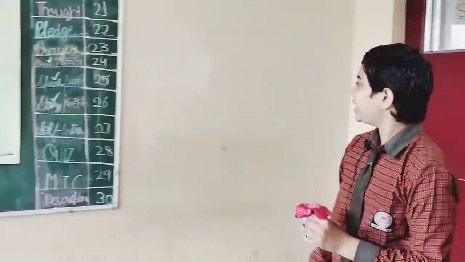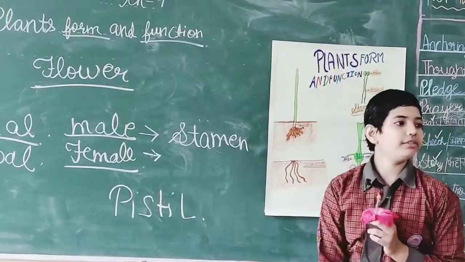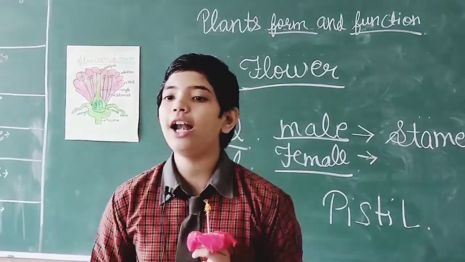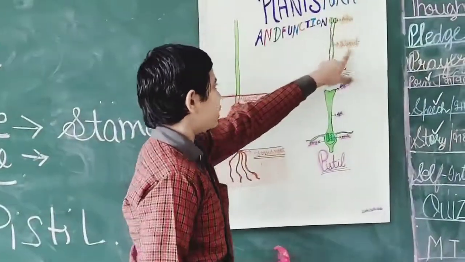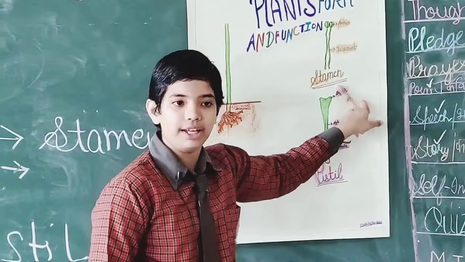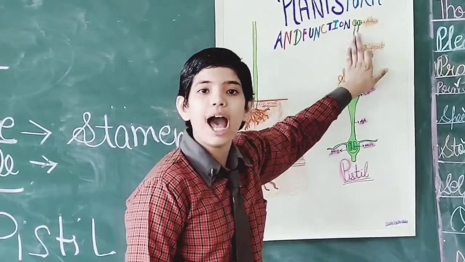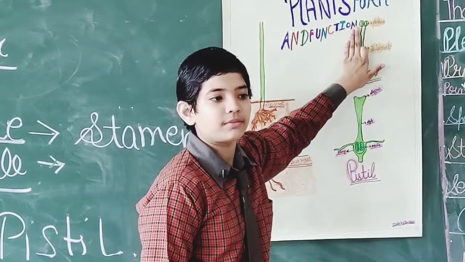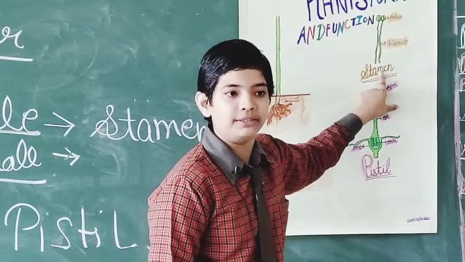It has one more part, which is called the filament. These are the parts of the stamen, and the full male portion is called the stamen.